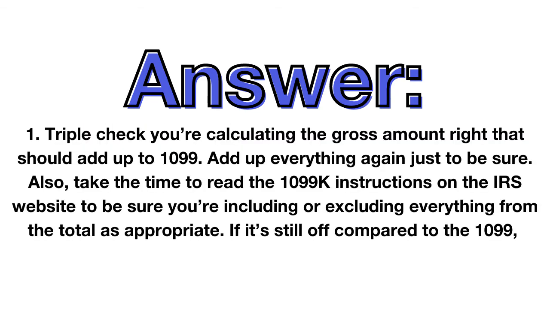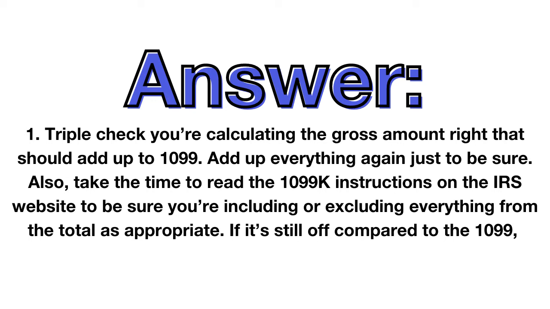A couple of things to note: triple check you're calculating the gross amount right. That should add up to the 1099. Add up everything again just to be sure. Also, take the time to read the 1099-K instructions on the IRS website to be sure you're including or excluding everything from the total as appropriate.